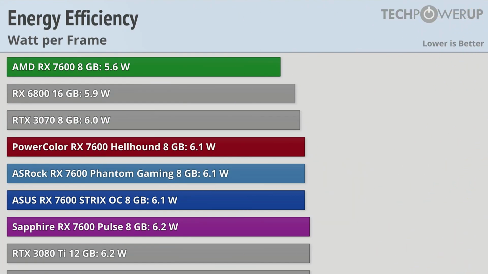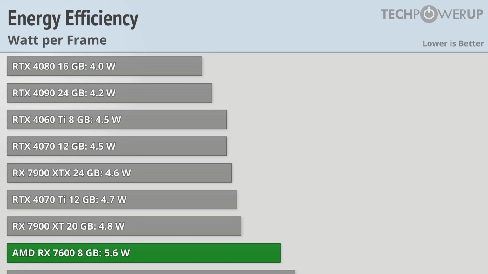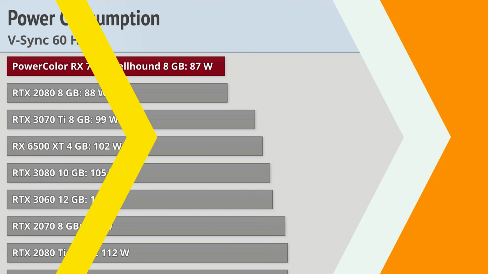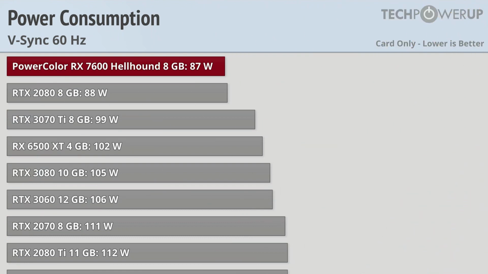Changing this chart to watts per frame makes it easier to see the generational leaps that we're talking about here, with the RX 7600 being better than pretty much all the older generation cards, but all the new generation cards, namely the RX 7900 XT and especially the RTX 4060 Ti, use substantially less energy per frame. And this holds true even at a V-synced 60 Hz.